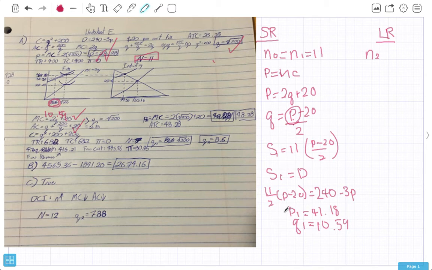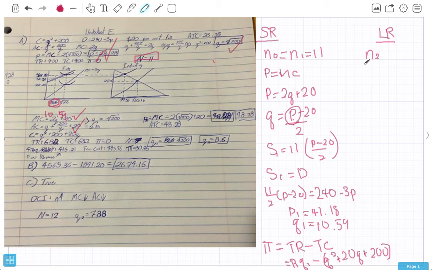And then with this, you can also calculate the profit of the firm, or the profit of the tax, actually. So profit is just total revenue minus total costs. Total revenue being this P1 times Q1, minus the cost being Q squared plus 20Q plus 200. So plug in necessary values here, then you should get your profit.